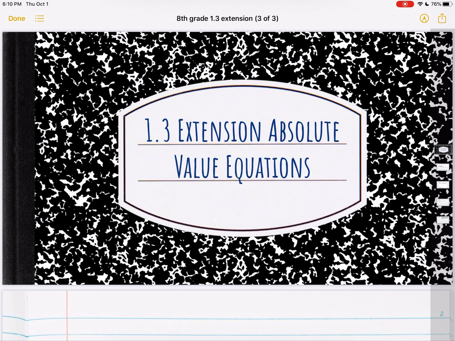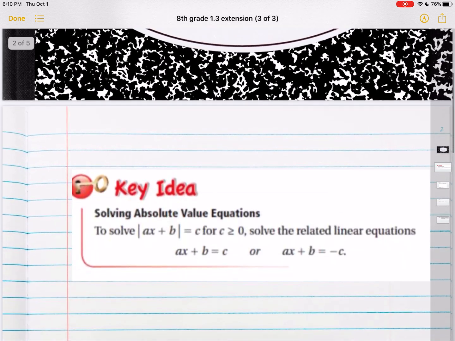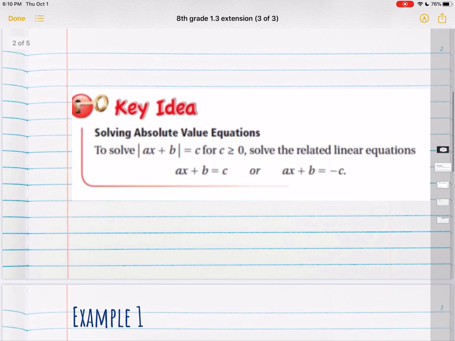Welcome. We're going to be doing a 1.3 extension lesson on absolute value equations. So if you're looking for the textbook section that's about this lesson, it's actually from the Algebra 1 textbook that you have on Big Ideas, and it's the 1.3 extension. So we're going to learn how to solve equations that have absolute value in it.